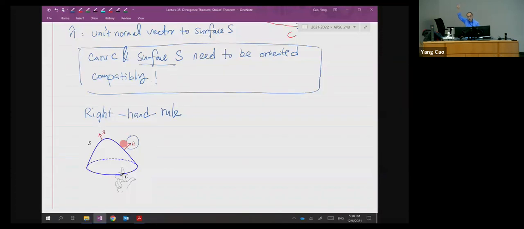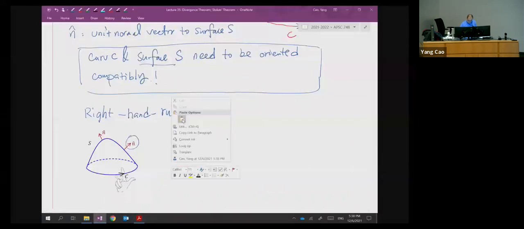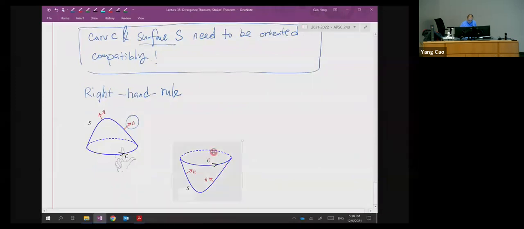Your index finger needs to be tangent to the surface S. Then you can pick your n hat with the direction of your middle finger. For example, this one here is a surface actually pointing down. So try the same thing.